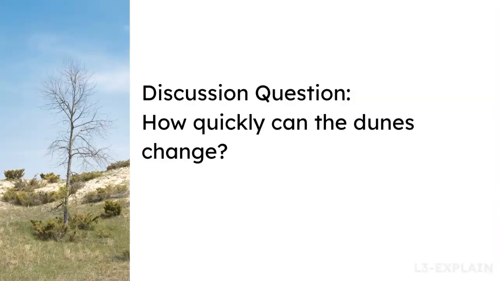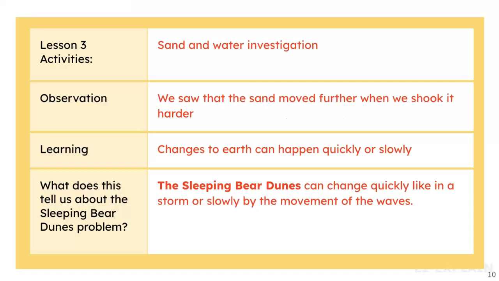In the Explain portion of the lesson, students will engage in a class discussion to share their findings from the sand and water tube investigations. Use the provided questions to guide your discussion around the question, how quickly can the dunes change? The goal of this class discussion is to analyze student data and identify how changes can be made quickly or slowly. You will use the discussion to create the Lesson 3 summary chart.